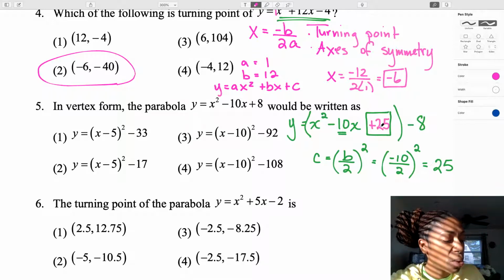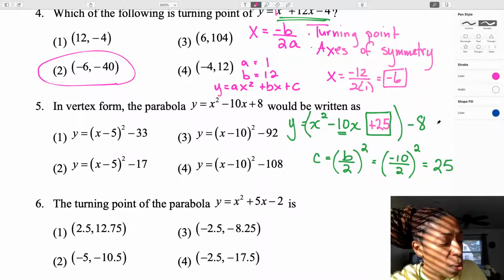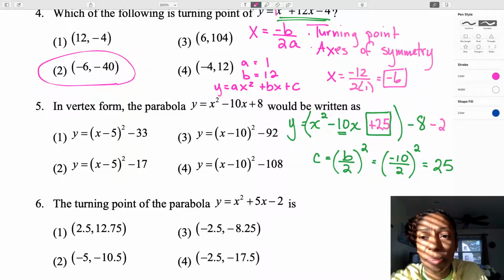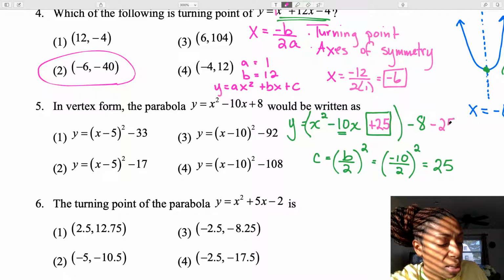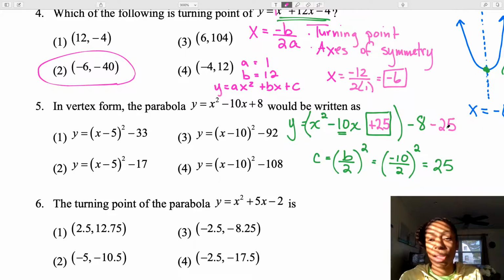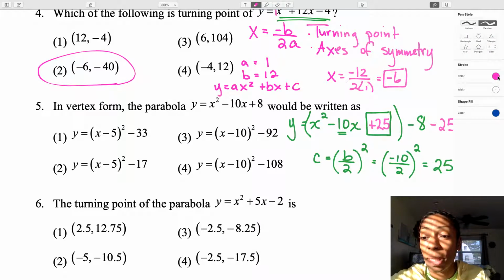But if we add 25 to the equation, we also have to subtract 25 to keep things balanced, right? If you don't subtract the 25, then you're changing the whole equation. So now we have a perfect square trinomial. X squared minus 10x plus 25 is a perfect square trinomial. So let's rewrite it as a binomial squared.